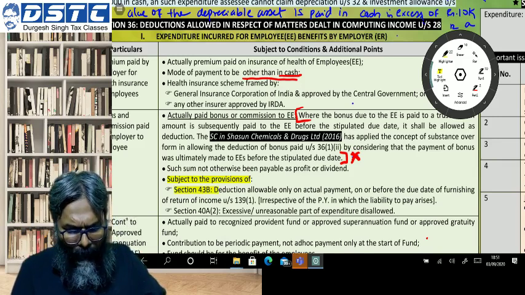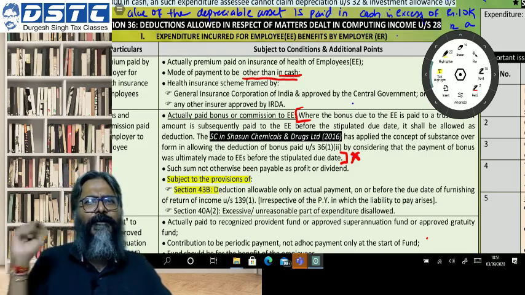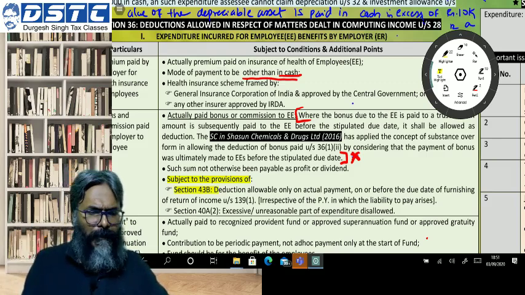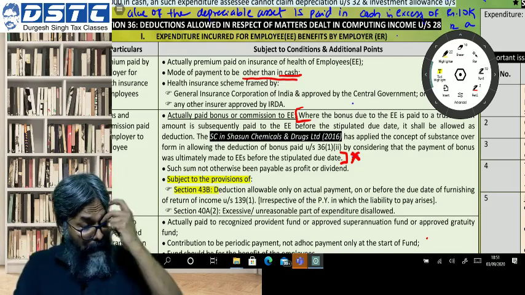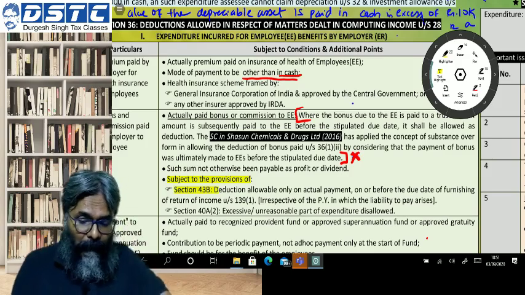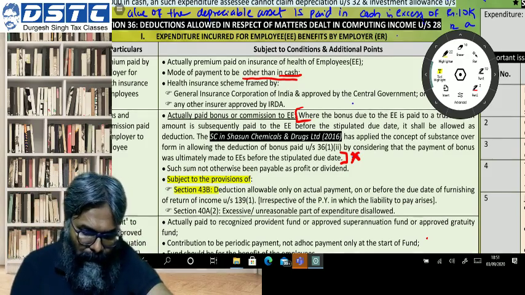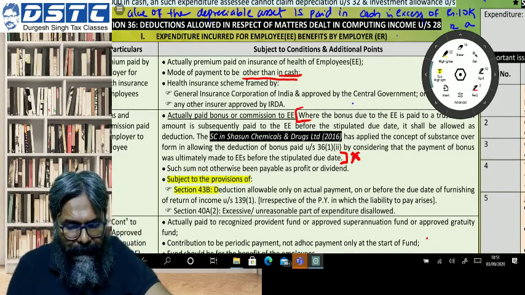And the 40A(2) angle, students, is also given to you. Now there is one more disallowance, section 40A(2), students. Do you know what is 40A(2)? What is this 40A(2)? Just let me know quickly. Let me see how many of you can answer this. What is this 40A(2)? Quickly.